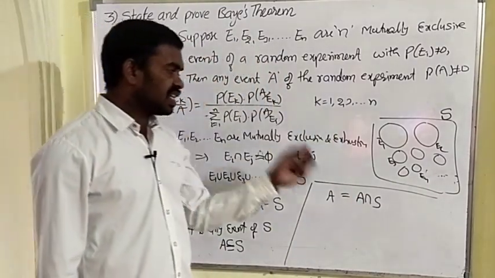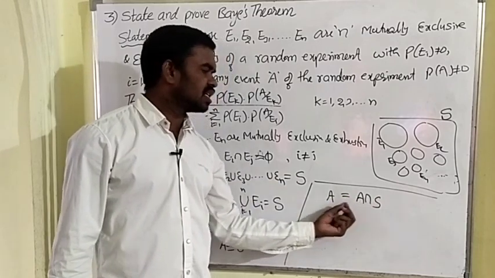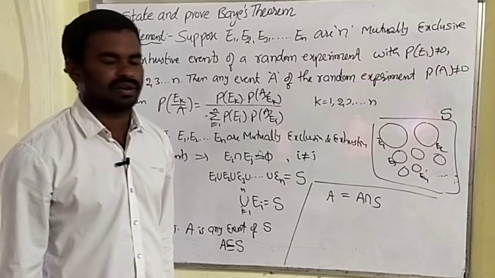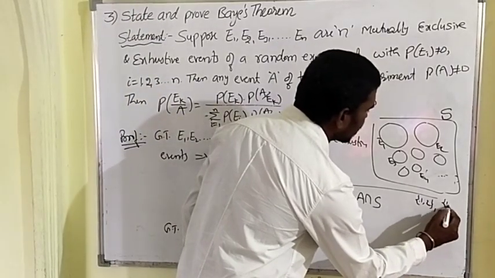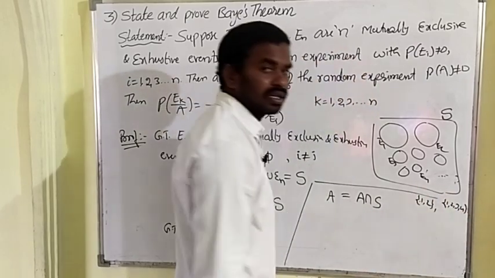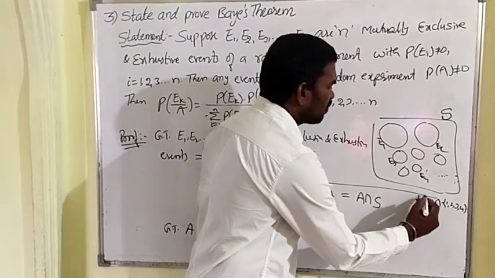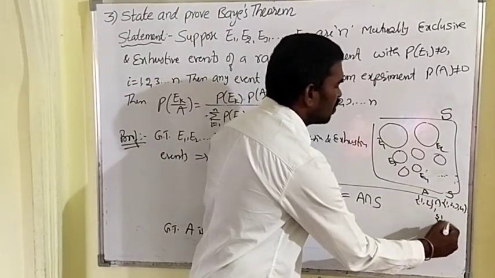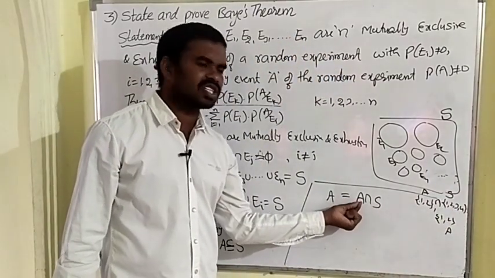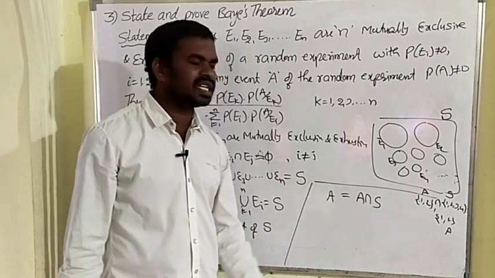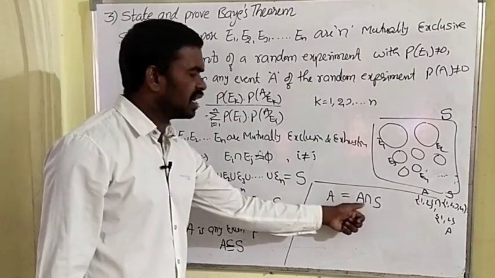Because if A is a subset of capital S, the intersection of those two events is the smallest event. For example, A equal to {1, 2} and S is {1, 2, 3, 4}, like that. A is a subset of capital S, for example. Then what about the intersection of A and S? Again we are getting {1, 2}, meaning again we are getting A. So the intersection of two sets is the smallest subset, that is the answer. So A can be written as A intersection S. After this step we can write A equal to A intersection S.